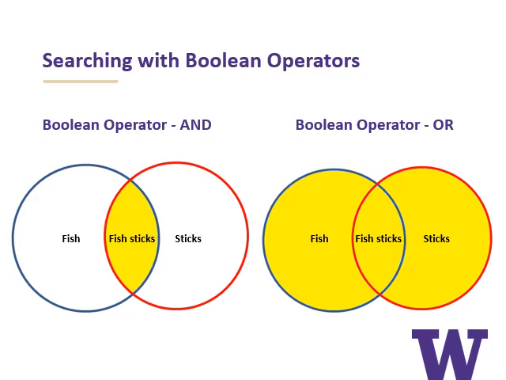Boolean operators can also change the meaning of the words that we search. In this example, our keyword fish can refer to the animal. Our keyword sticks can refer to wood or branches. But by using AND or OR, we've created a new definition that means breaded food product.